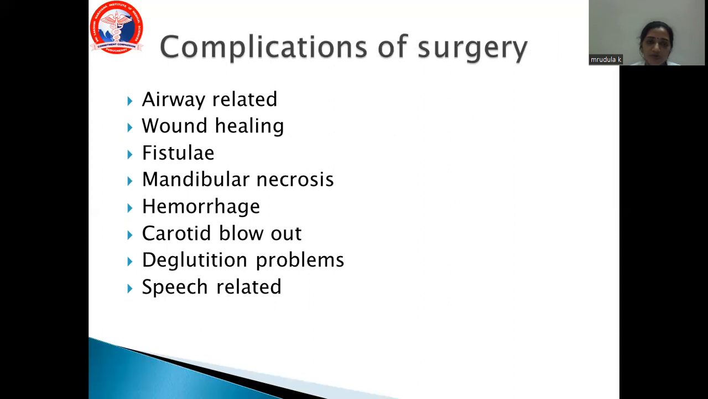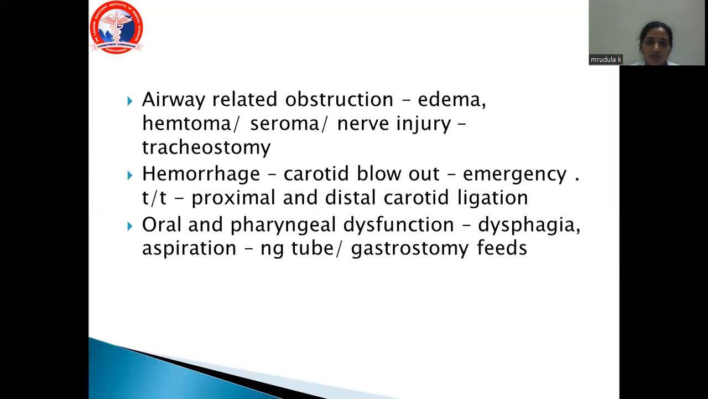Wound healing problems may be there, fistula formations, oronasal and oropharyngeal fistulas, which are very bad in healing, and mandibular necrosis, hemorrhage, carotid blowout problems, and deglutition issues and speech-related issues may be present. Airway obstruction may be because of edema, hematoma, seroma formation, nerve injury. So you can deal with them with tracheostomy.